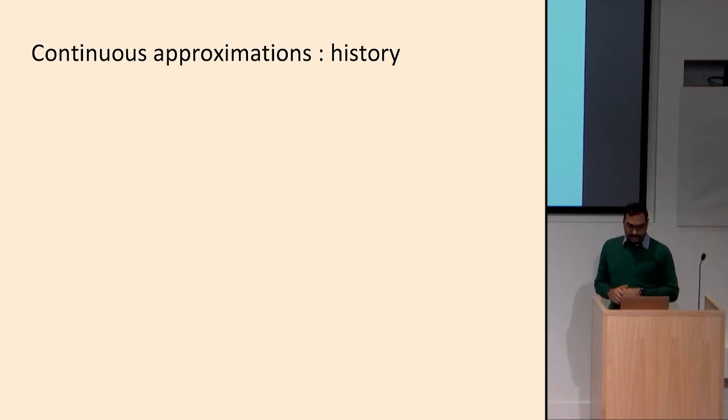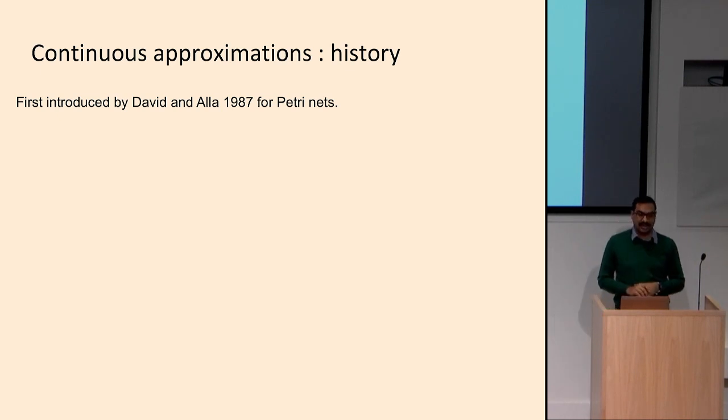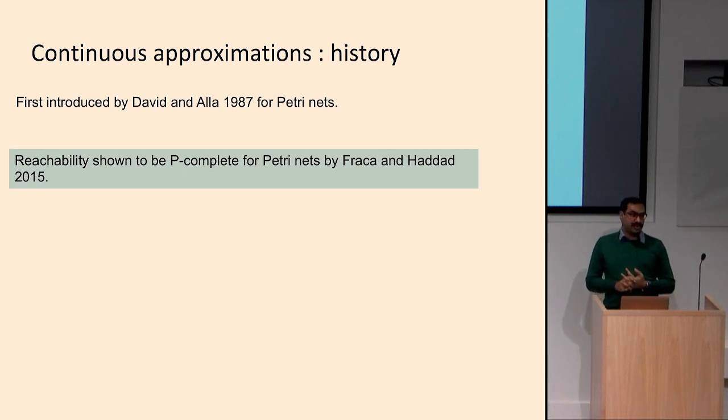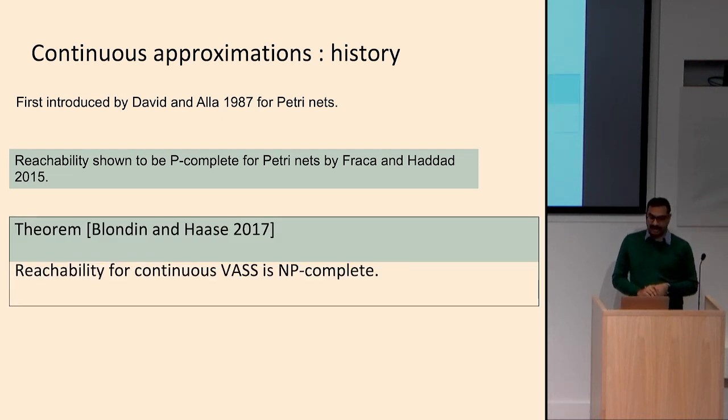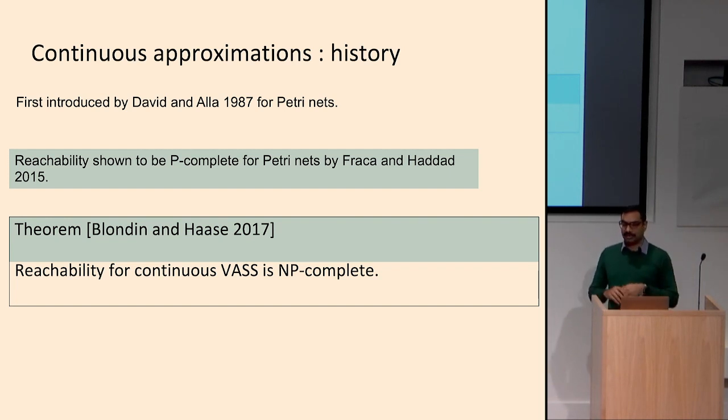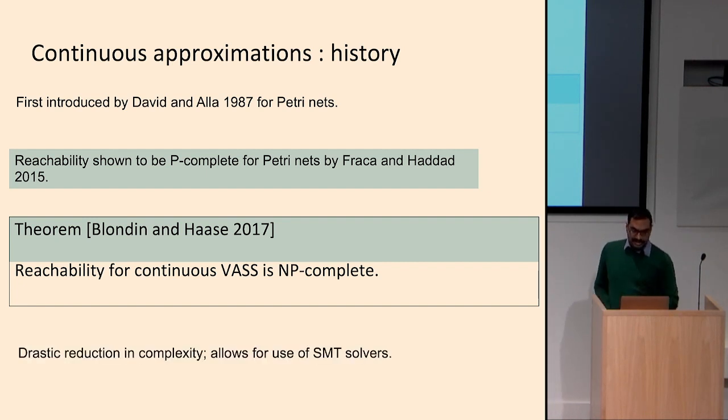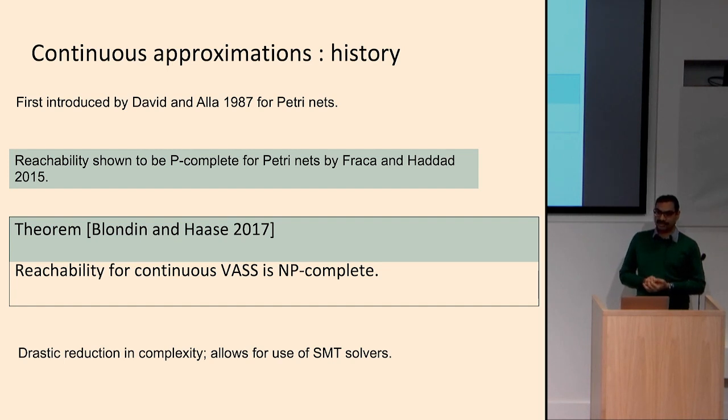So this has some history, so I'll just briefly mention. Continuous approximations were first introduced by David and Alla back in '87, in fact, for Petri nets. Reachability was shown to be P-complete for Petri nets by Fraca and Haddad in 2015. And then in 2017, reachability for continuous VASS was shown to be NP-complete. Roughly the difference between Petri nets and VASS is the addition of discrete states, and this seems to give you this jump from P to NP. Despite this, it is a massive reduction in complexity. So it's much better than Ackermann and so on.